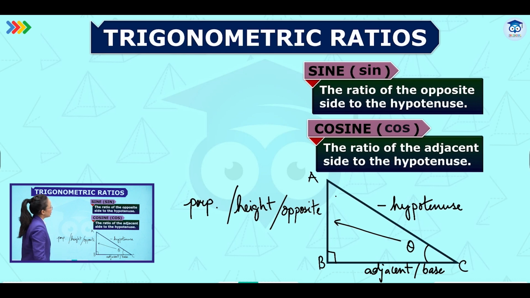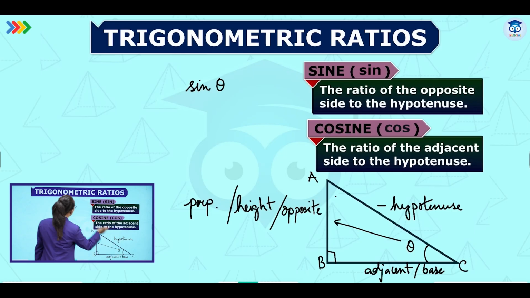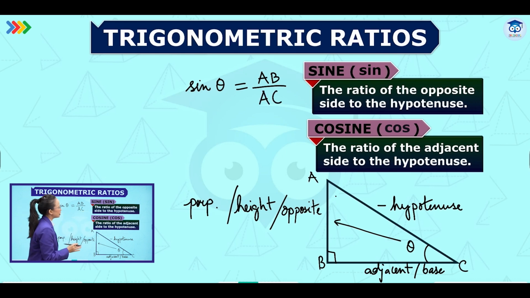Now, let us first define the sine. Sine of an angle, sine theta, in short we write as sin theta, of this particular angle is nothing but opposite upon hypotenuse. So it's the ratio of opposite upon hypotenuse with respect to a particular angle. So angle is very important here. Here the opposite is AB upon hypotenuse, which will be AC. So the sine of any angle is nothing but the ratio of the opposite side upon the hypotenuse.